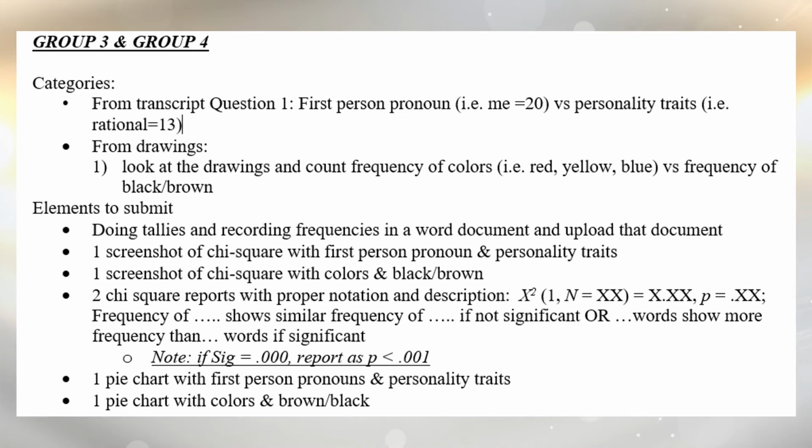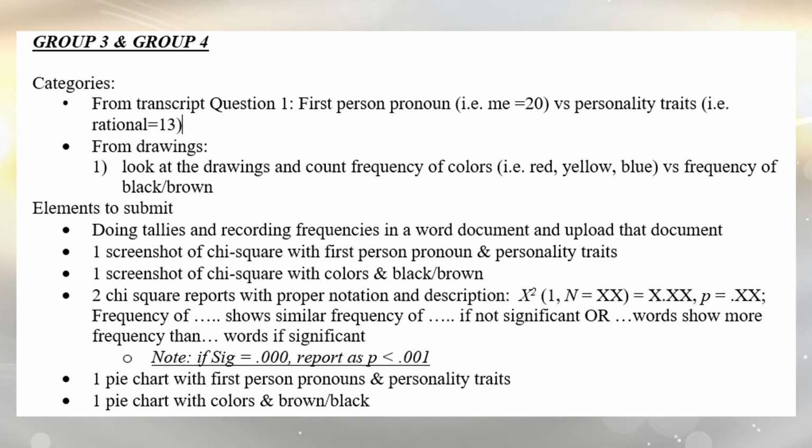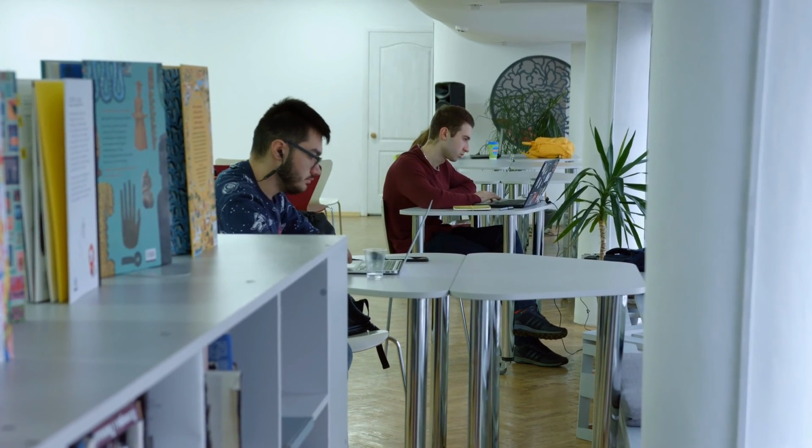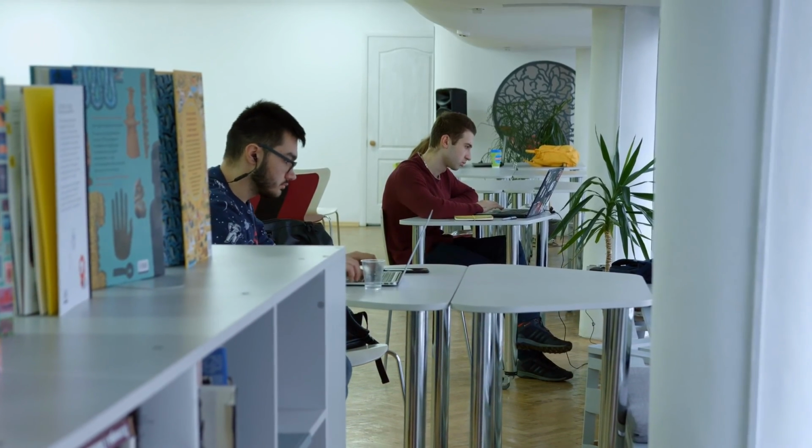And with the drawings specifically, you don't need to use the text analyzer. You're just going to look at the drawings and count up what is the frequency of colors, like how many reds and blues, what are the primary colors versus how many of the more monochrome brown and black colors do you see.